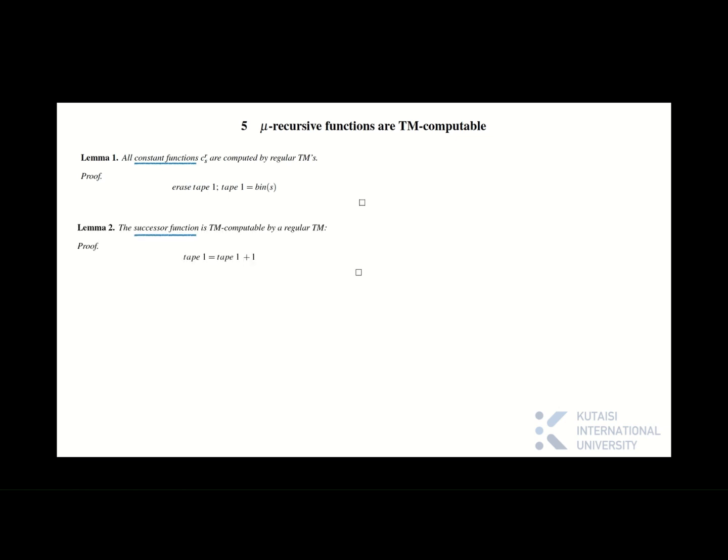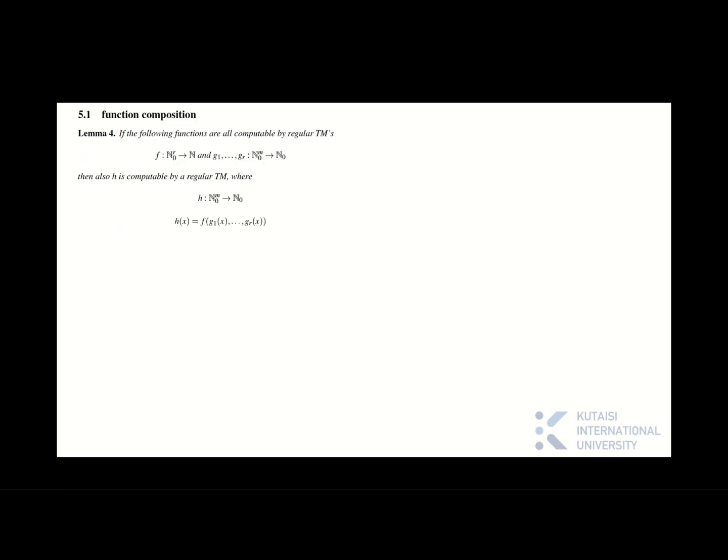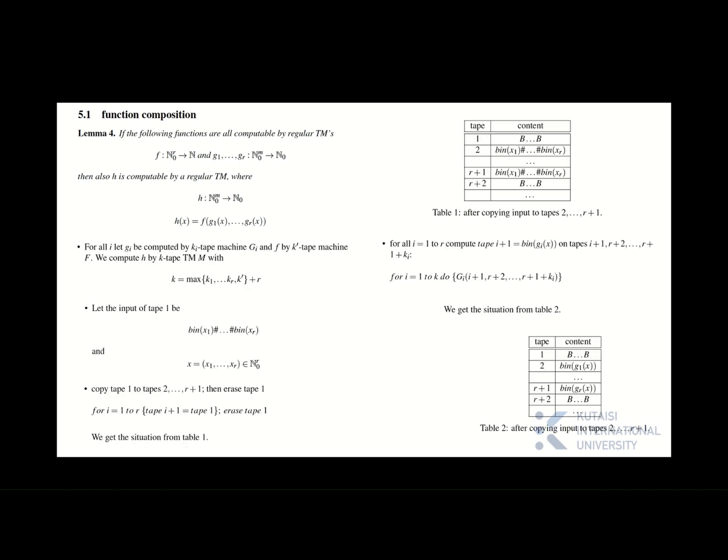We proved lemma 1, meaning that every constant is computed by a Turing machine. We proved that the successor function is computed by a Turing machine. We proved that projections are computed by a Turing machine. Then we went on and proved that if you have functions f and r many functions g, if you put the g's inside f, that is also computed by a Turing machine. We did this last time.